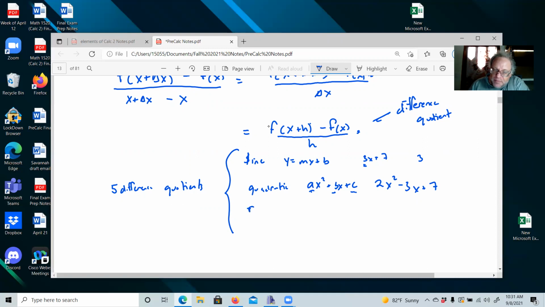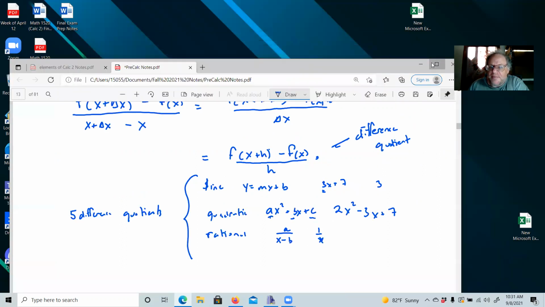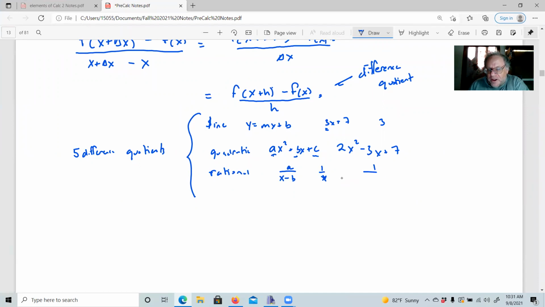Quadratic or not? Rational. So that could be something like 1 over x minus b. The a and the b, that's your extra level of difference. So I'm not going to ask you for this, right? Something like 1 over x minus 2, or 3 plus 7. I might put a number in here. So it might get something like 1 over 3x minus 2.